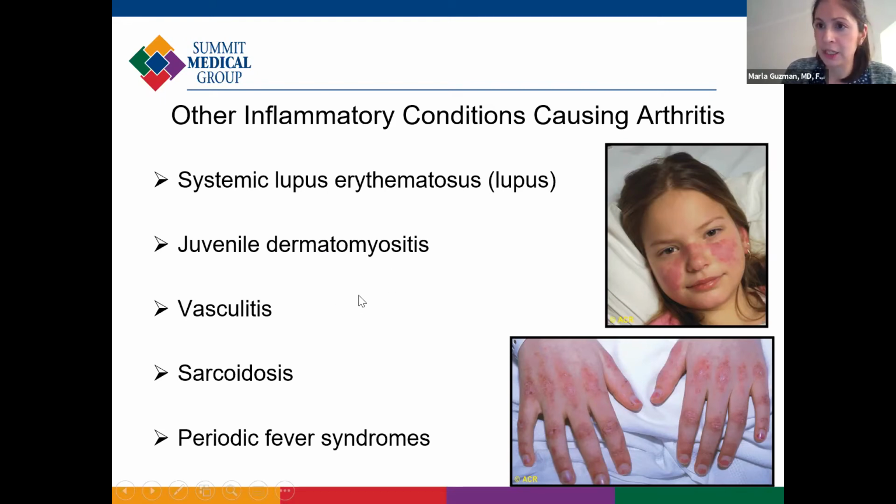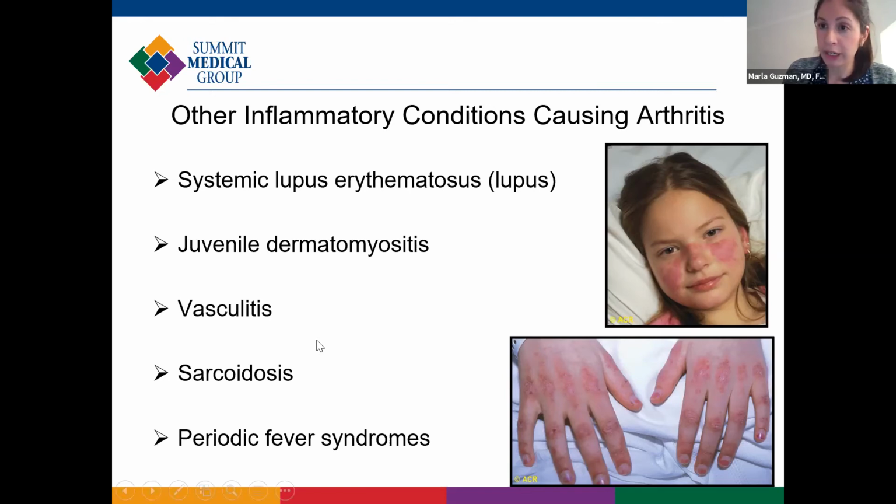That is a condition in children. They have these specific types of rashes on the knuckles that you see here in this photo. They may have arthritis as part of their condition. Vasculitis, which is an inflammation of the blood vessels. There's a wide variety of these. Kawasaki disease is a vasculitis. HSP is a vasculitis. ANCA-associated vasculitis, such as GPA or MPA, and PAN, the more rare conditions, can cause arthritis.